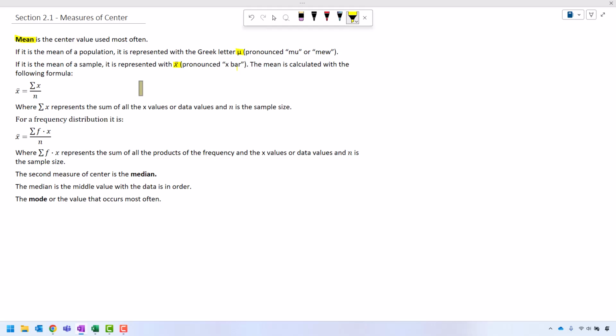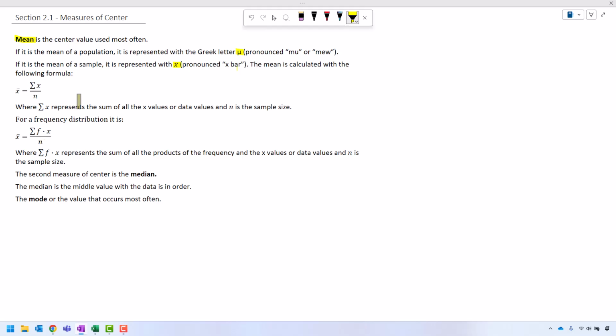vocabulary here. So for x bar, the mean of the sample, we just add up the data points we have. That's what the sum of x means. We add up all the data points and divide by n, the sample size, the number of data points we have. Sometimes data is given to us in a frequency distribution, and there's a fancy way of finding the mean. I'll go through an example in a minute, but it's the sum of all the frequencies times the x values, and then we divide by the total frequencies.